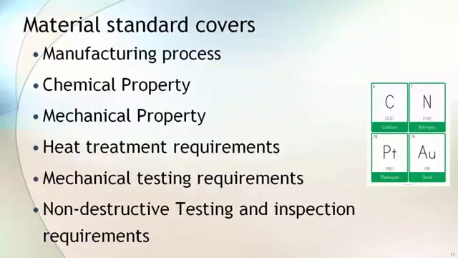Material standard covers the manufacturing process of raw material and the finished product. Material standard also gives the requirements for chemical and mechanical properties required in the finished product. It also suggests various heat treatments to be performed during the manufacturing of the product. Material standard also gives the requirements for mechanical testing, non-destructive testing and various inspection methods to be performed during the inspection of the product.